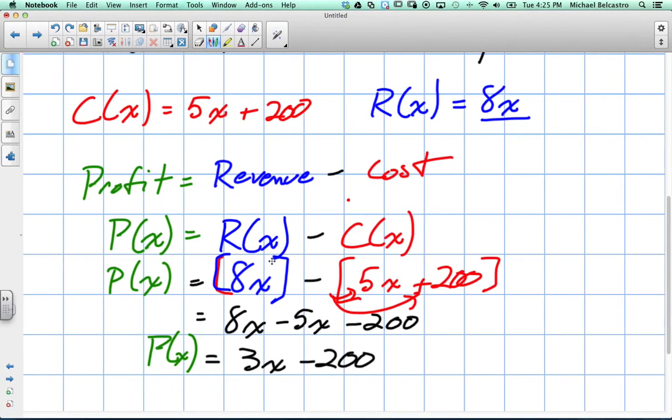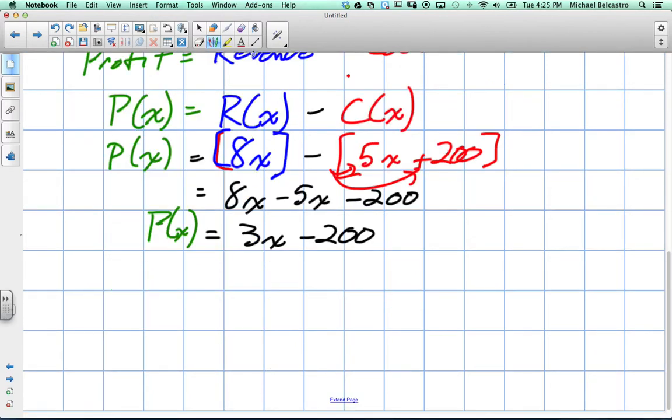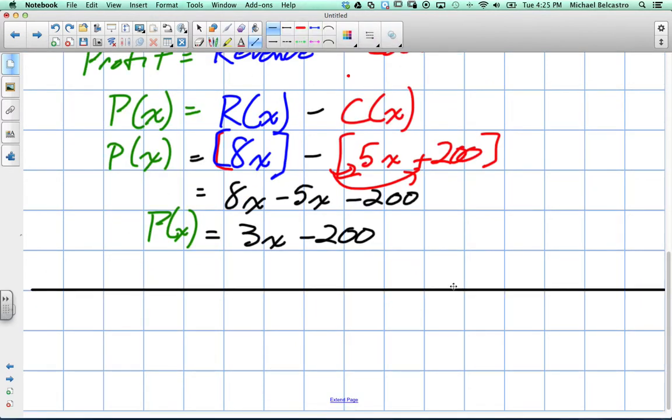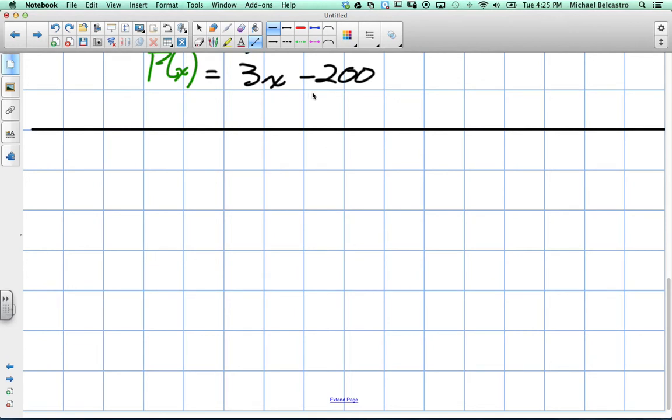So let's actually go about solving these two values here. So the two different ways we want to solve this: one of them is we're going to set revenue equal to cost. The other one, we're just going to set the profit function equal to 0.